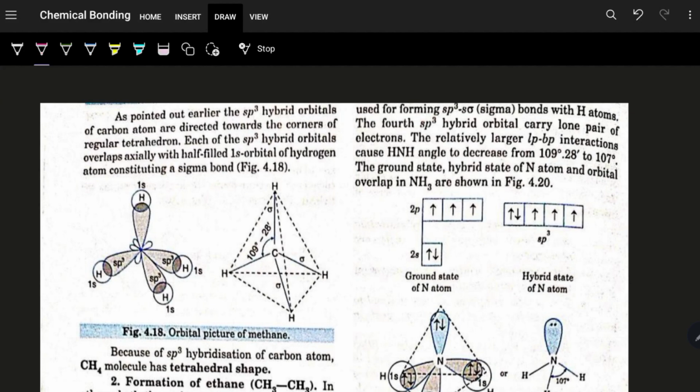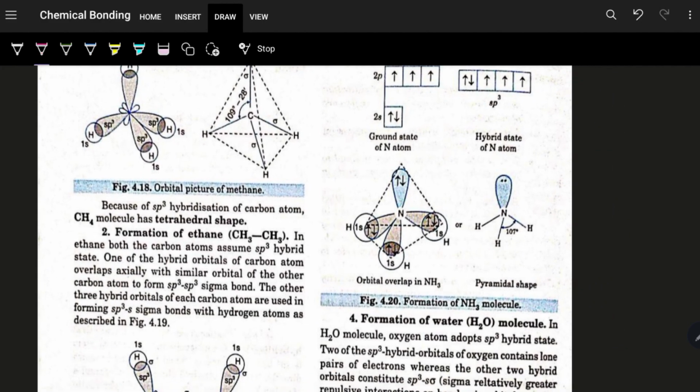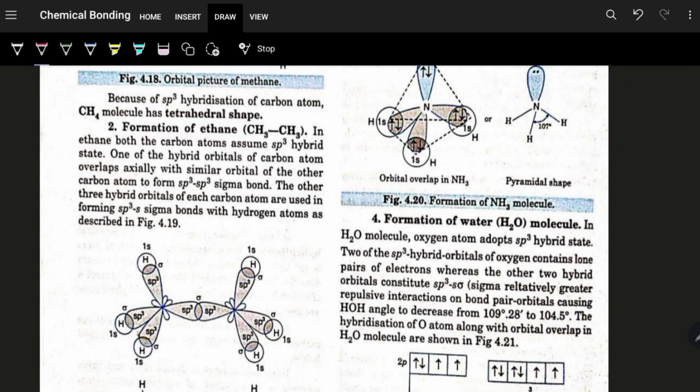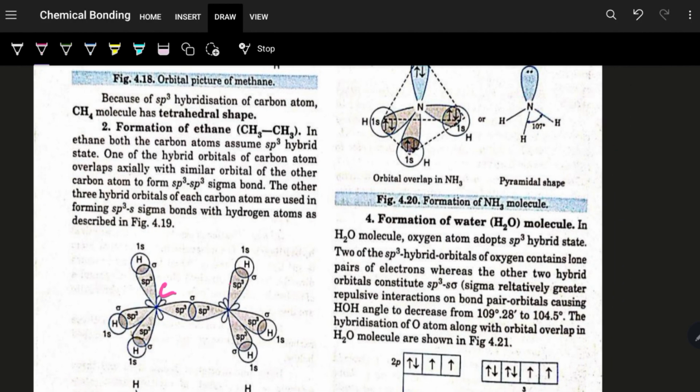Keep in mind that here all are sigma bonds. Next, moving on to ethane. Here again, this type of example I have shown you. This is one carbon, this is the other carbon, and here there are 3 hydrogen each. Now, each carbon is sp3 hybridized. Derivation remains the same as the previous for methane.